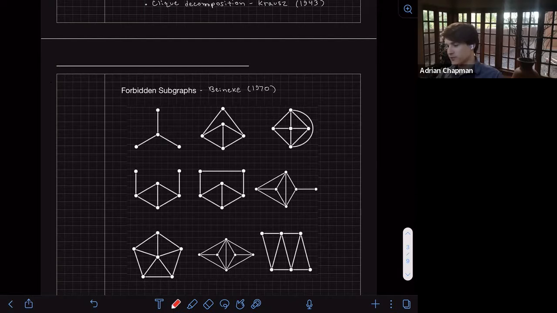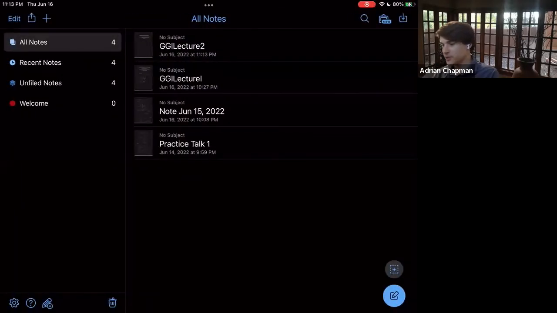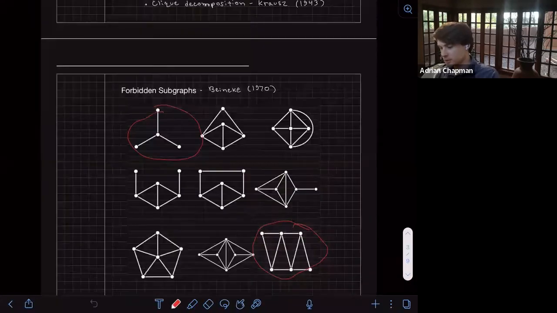And sort of the important graph for this characterization will be these two. So the claw is an important one. While it doesn't get directly involved, we'll talk a lot about this example because this is sort of the example that illustrates this. So we have two forbidden subgraphs that we're going to be focusing on.